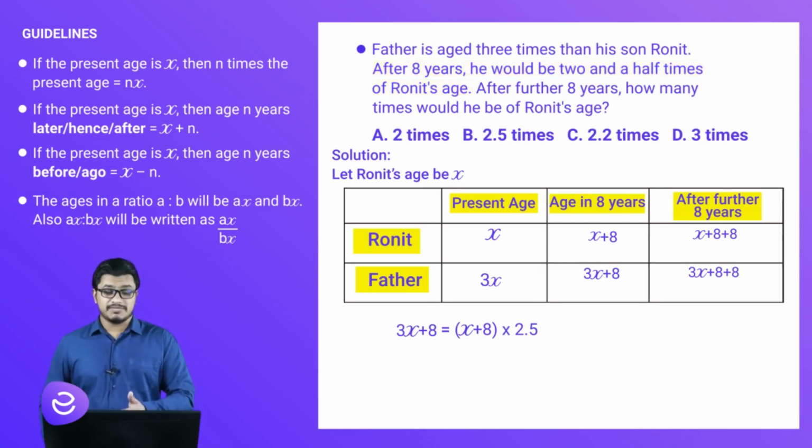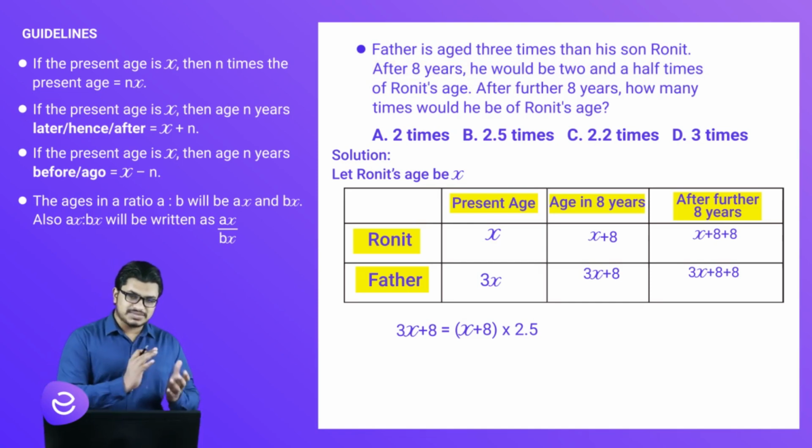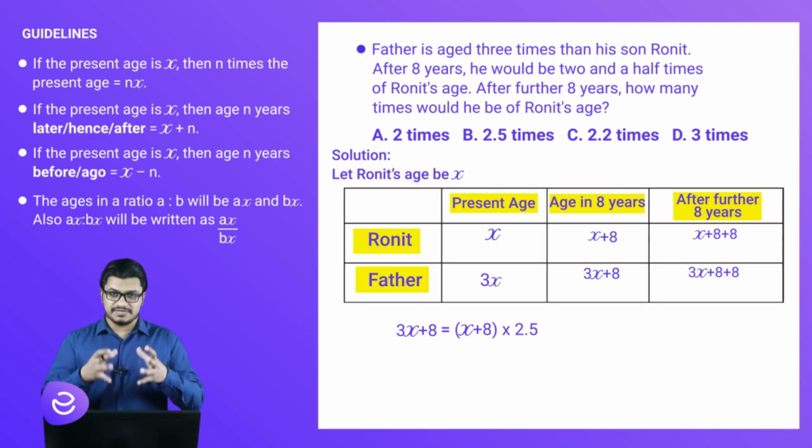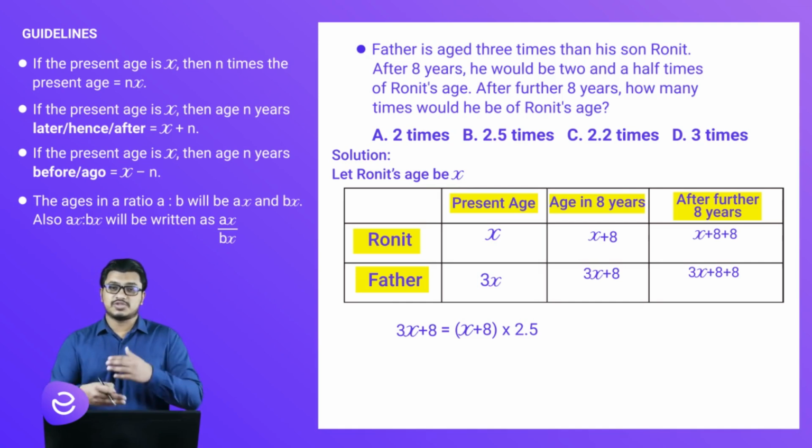Why did we take 2.5? Because it is given in the question. He is 2.5 times Ronit's age. So we'll write 3x plus 8 on the one side because that is the age of the father, and the age of the son is x plus 8, and in the question it is given as 2.5 times.